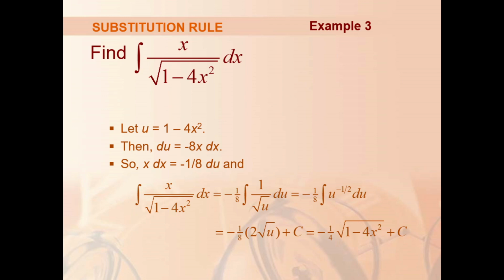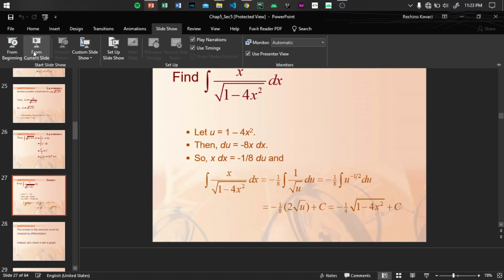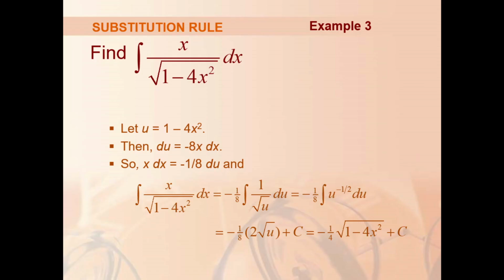So let's take another example. How many examples do we have? Oh my god, we are at 27 and we have up to 64. So no problem. I'll try to finish as soon as possible.